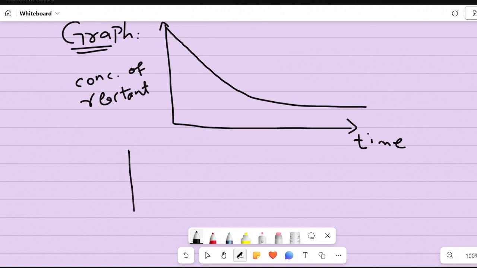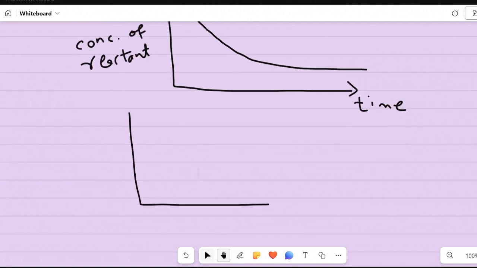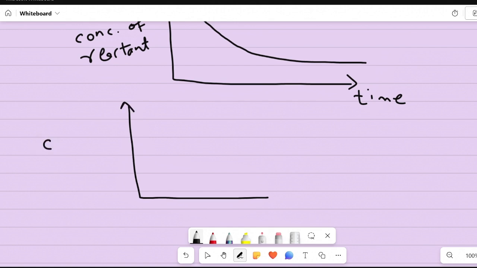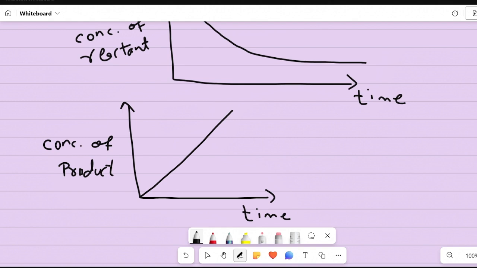For the product, what kind of graph will you get? For the product, you will draw the concentration of the product on the y-axis and time on the x-axis. Remember that for the product, the graph always starts from zero because initially you don't have any product in the reaction mixture. With the passage of time, it's going to increase, and when the rate becomes constant, it becomes parallel to the x-axis.